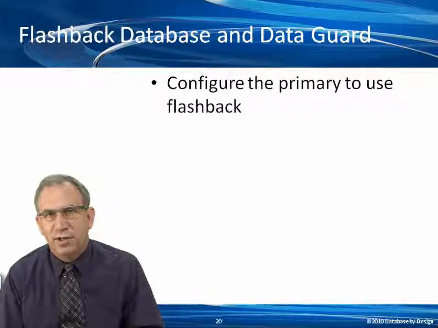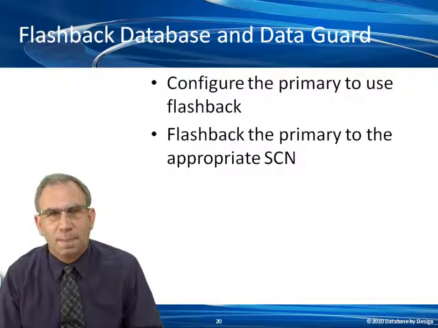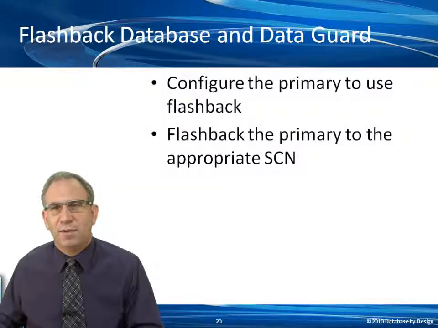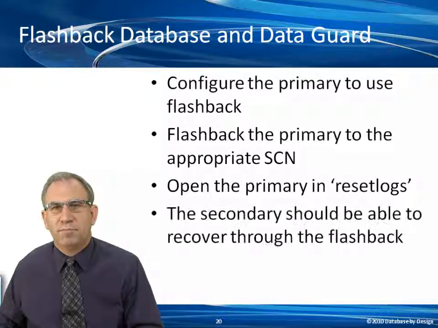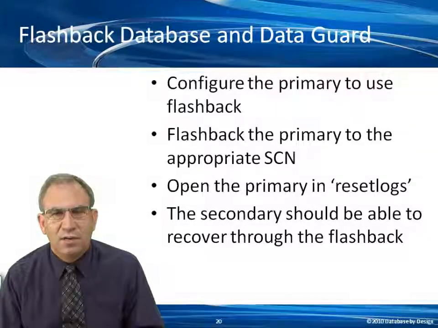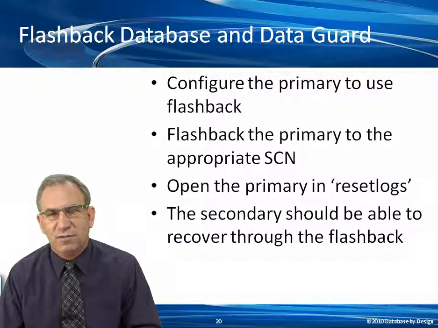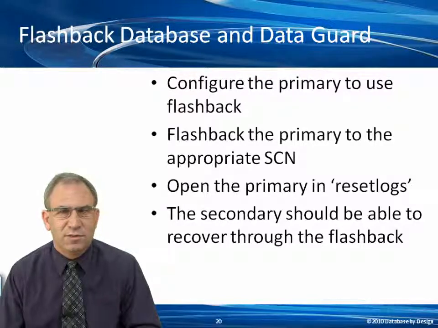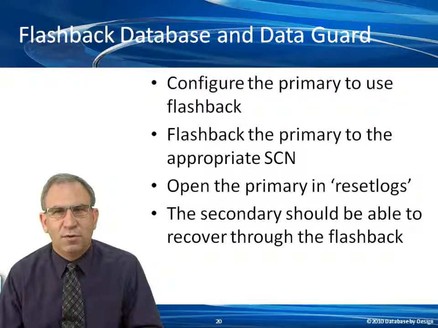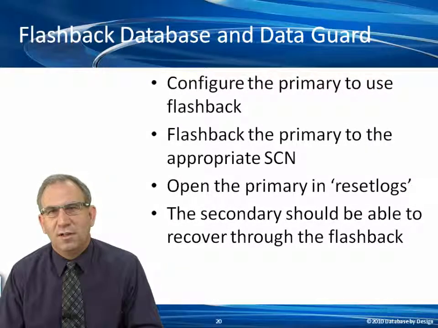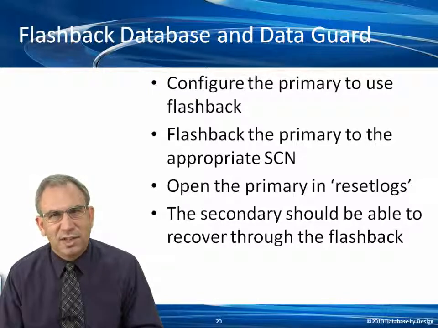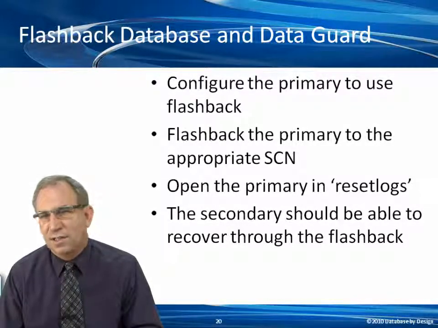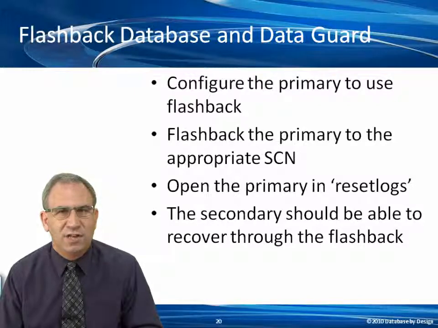So basically what we're going to do here is configure the primary to use flashback. We have the capabilities to flashback the primary to the appropriate SCN number. We would then open up the primary in reset logs mode, and then the secondary should be able to recover through the flashback. If we've identified those SCN numbers, two prior SCN numbers to the reset logs, by selecting from that specific table, we can recover the secondary through the flashback. Basically, we're going to identify it from the prior stopping point and then bring it forward. This is slightly tricky, and if for some reason it doesn't work, the next best step is, quite frankly, to reinitialize your Data Guard configuration.